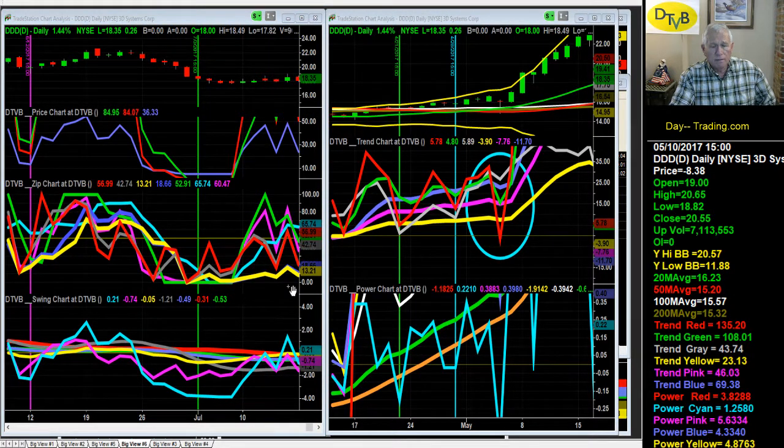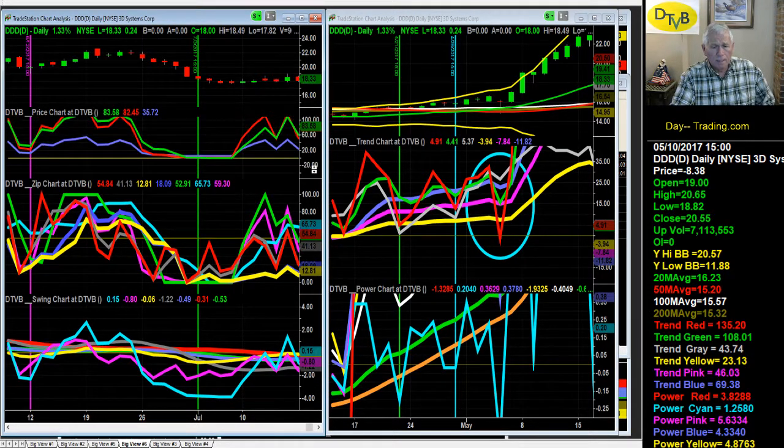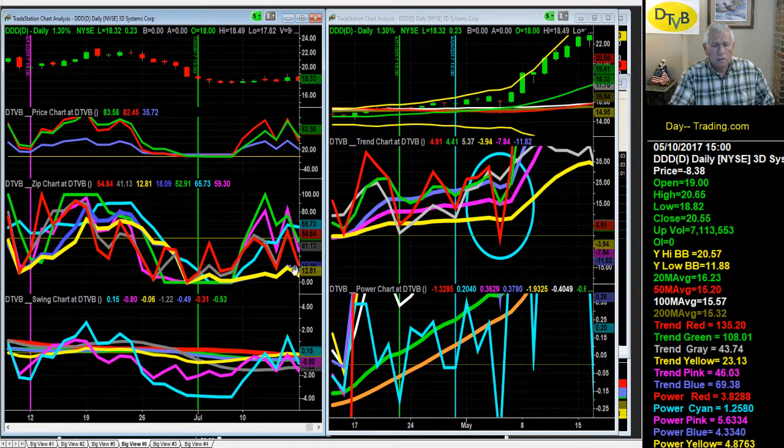Even on this green vertical line day, I think I commented about this. By the way, we have a Zip Pink highest on this indicator right here on the green line right next to the right side of the Zip chart. And that is indicative of the next day down pattern. And again, we have divergence between several lines going on here. I'll just point it out.